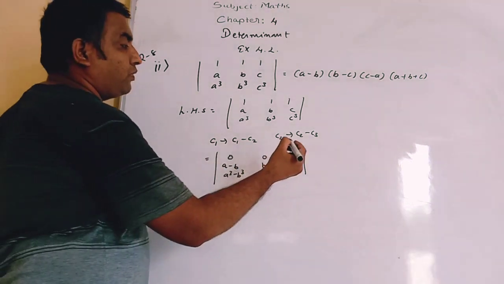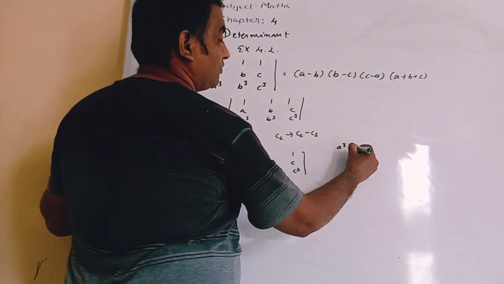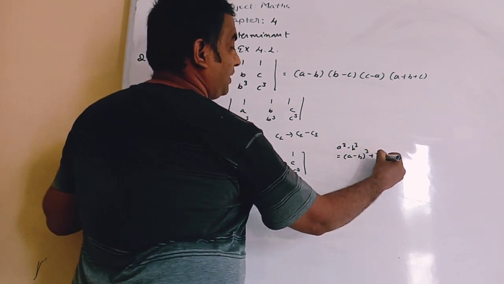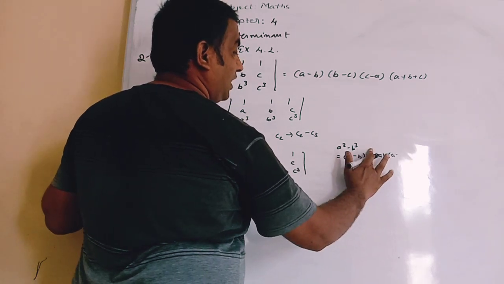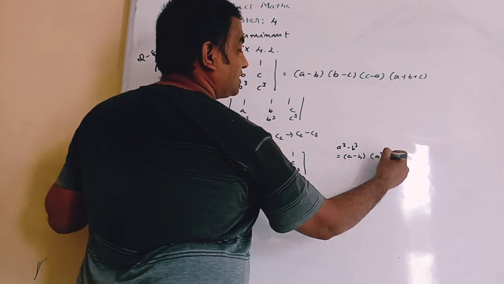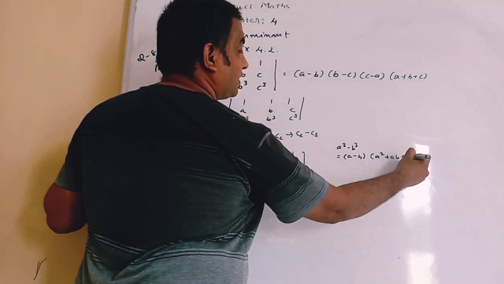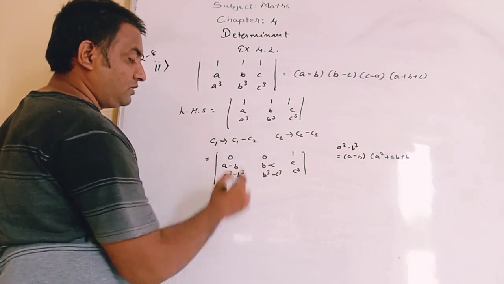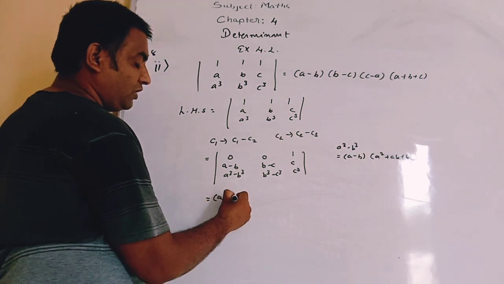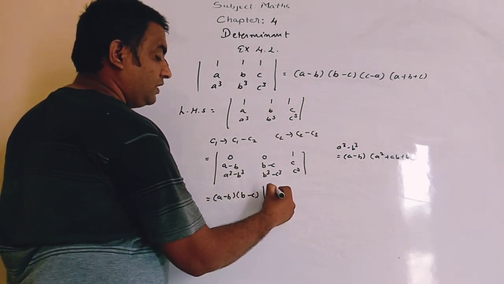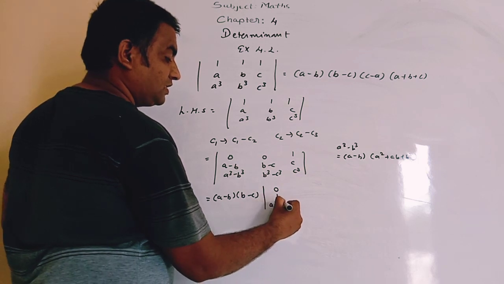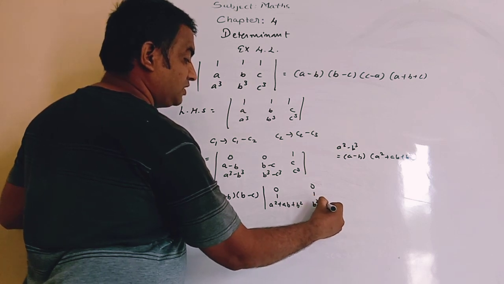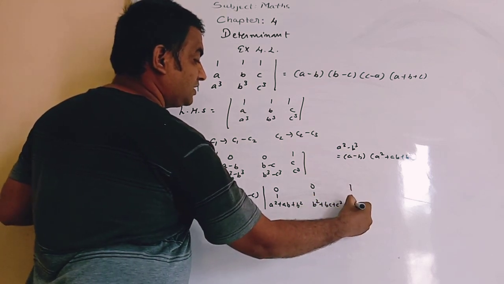So the a cube minus b cube formula we have: a minus b whole cube plus 3ab(a minus b), which is a minus b into a square plus ab plus b square. So from this column a minus b common, from this column b minus c common. So a minus b, b minus c common, and 0, 1, a square plus ab plus b square; 0, 1, b square plus bc plus c square; 1, c, c cube.